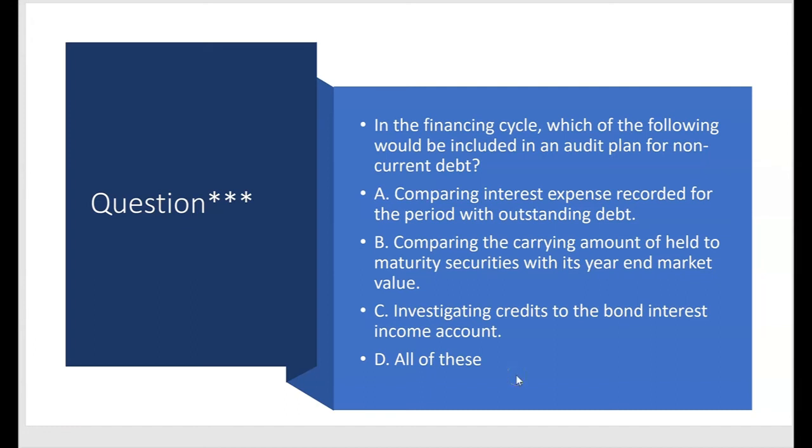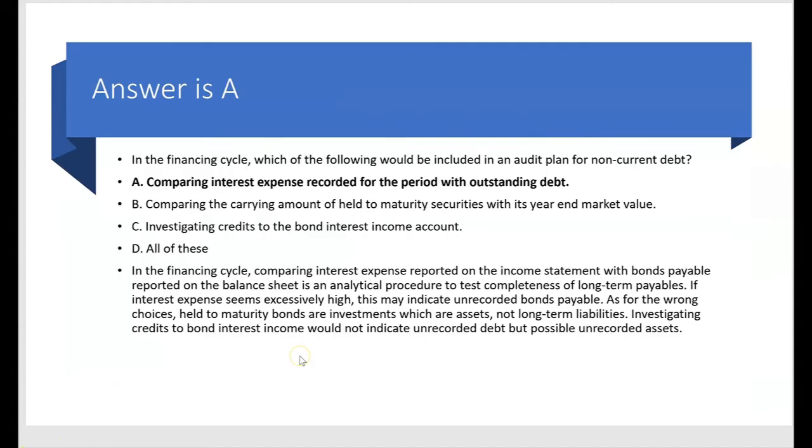C, investigating credits to the bond interest income account. Letter C would be an audit procedure if the client were the investor, the bond holder, but we're the bond issuer. So that wouldn't be an audit procedure in this cycle. So the answer would be letter A.